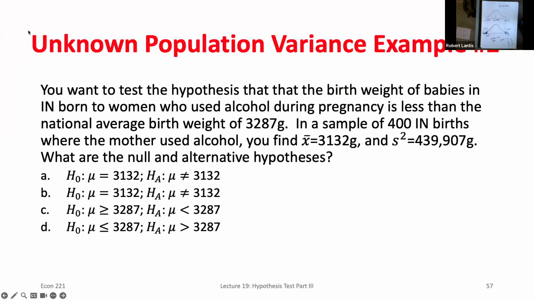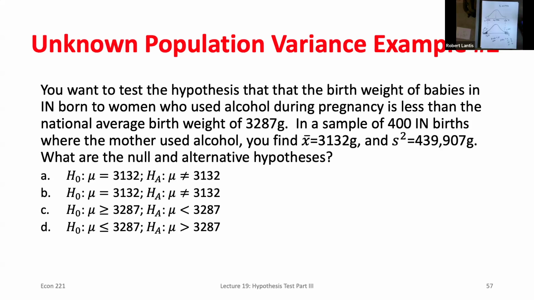Let's do another one. So let's say I've got the Indiana birth data again, and I want to know if the average pregnancy in Indiana is less than the national average, which is 3,297. So I take a sample of 400 births, pretty large sample size, and I find that the sample mean is 3,132, and I have a sample variance. I don't know the population variance here.